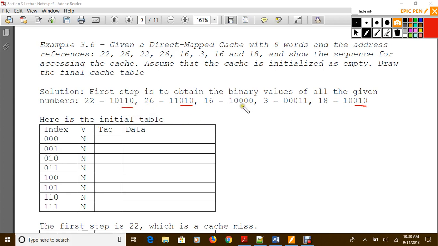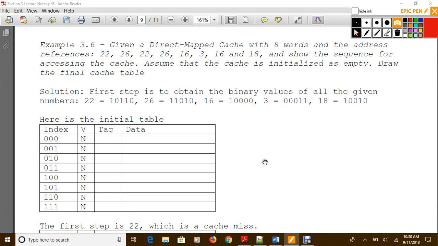Some of them, this one, you know. So the key thing is that you're going to see them correlating, and you see that 26 and 18 have the same thing, right? So what ends up happening is this is the access, right? So initially everything's no. So you have a cache miss.